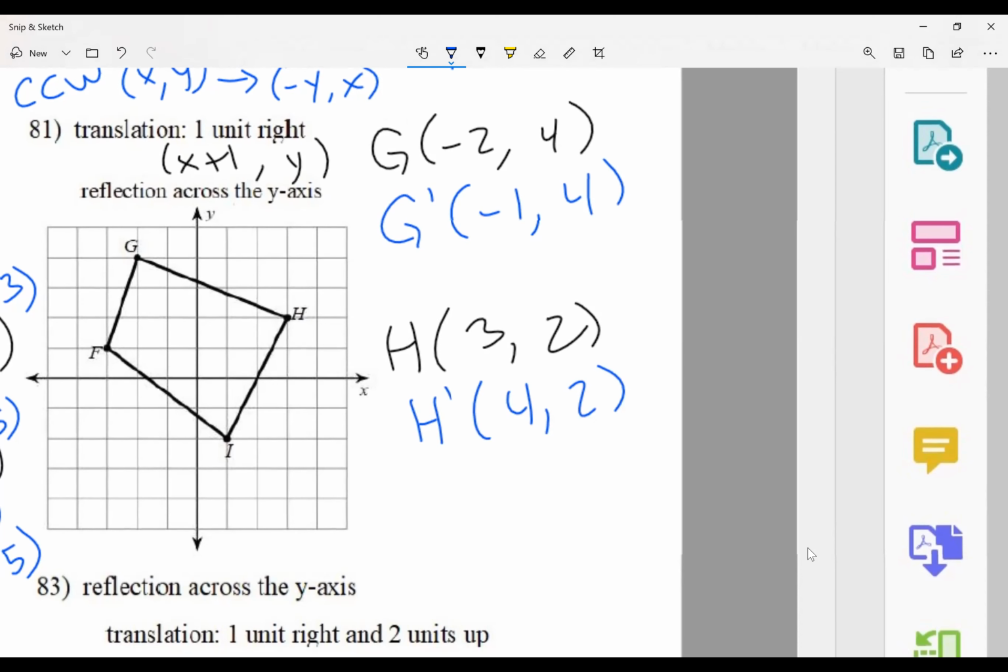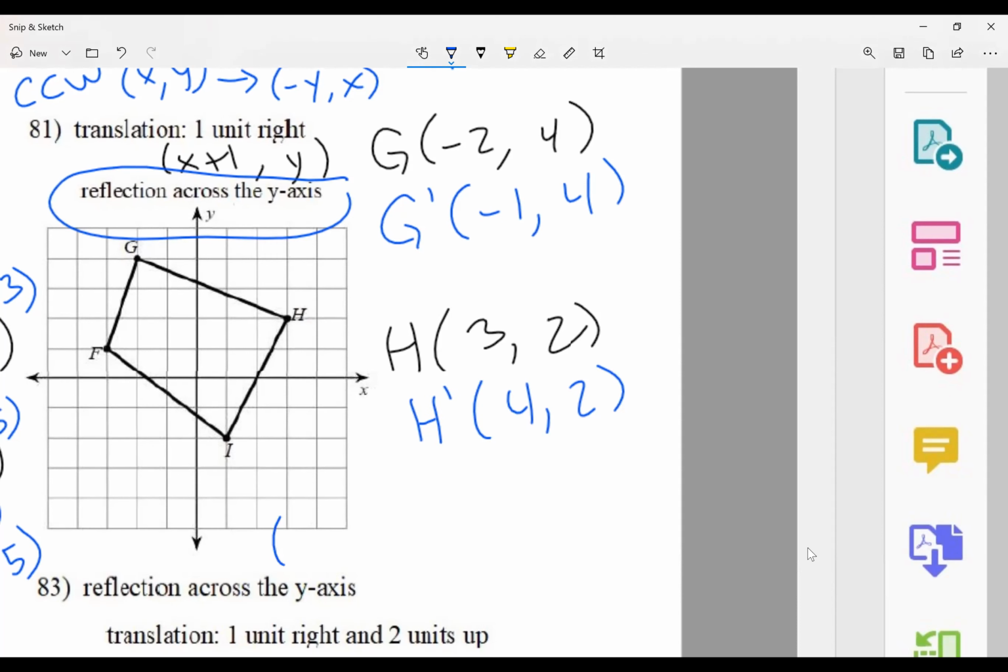Right? When you move to the right, you basically add 1 to the x, leave the y by itself. Now the second transformation says reflection across the y-axis. According to our notes, when you reflect across the y-axis, you just change the sign on the x. That says (x, y) becomes (-x, y). What that says is just change the sign on the x value.